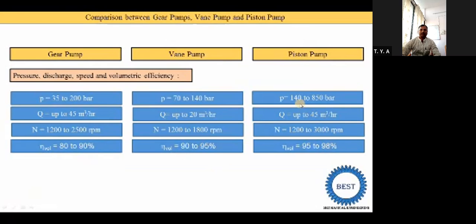Okay. So we also see the selection criteria for the various types of pump. Suppose we require 100 bar pressure, then we have two options. Either we select the gear pump or a vane pump. Suppose we require 30 meter cube per hour of discharge, then we have two options. Either use the gear pump or the piston pump. So from this data we are able to select which type of pump is required according to our criteria. If volumetric efficiency is required, the highest volumetric efficiency is for the piston pump, that is 95 to 98%.